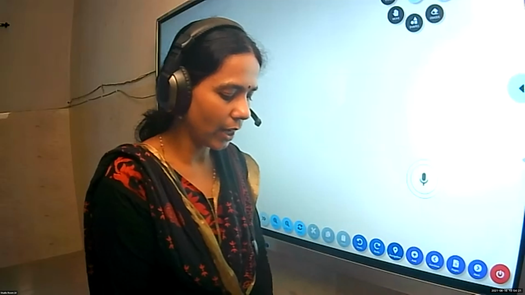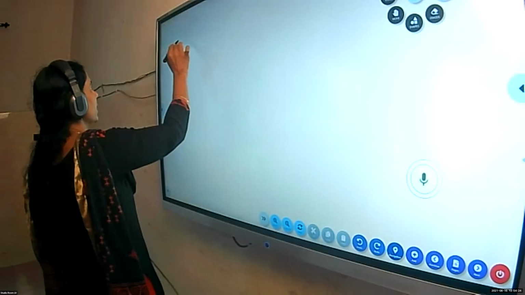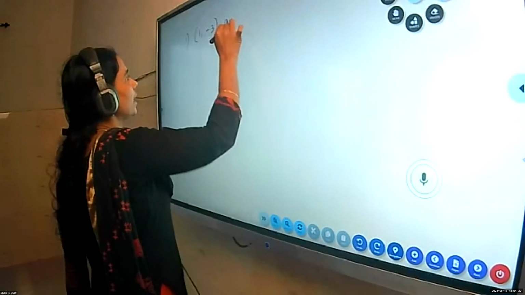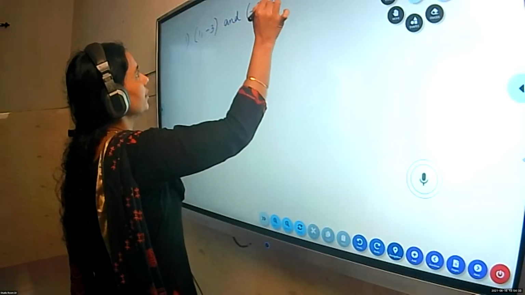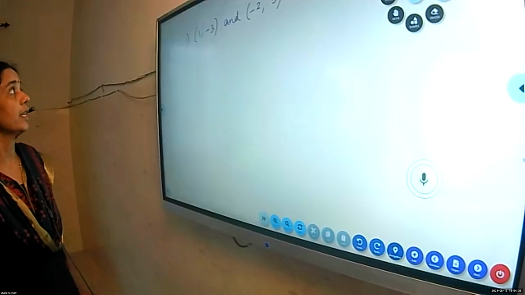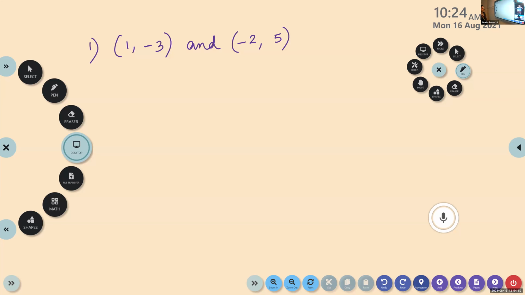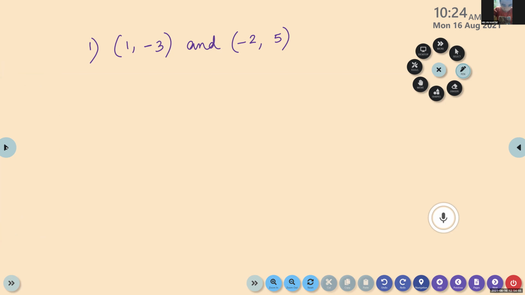Find the distance between the points 1, minus 3 and minus 2, 5. You have not shared your screen. One second, children. Now is it okay? Yes, ma'am. Okay, find the distance between the points 1, minus 3 and minus 2, 5.